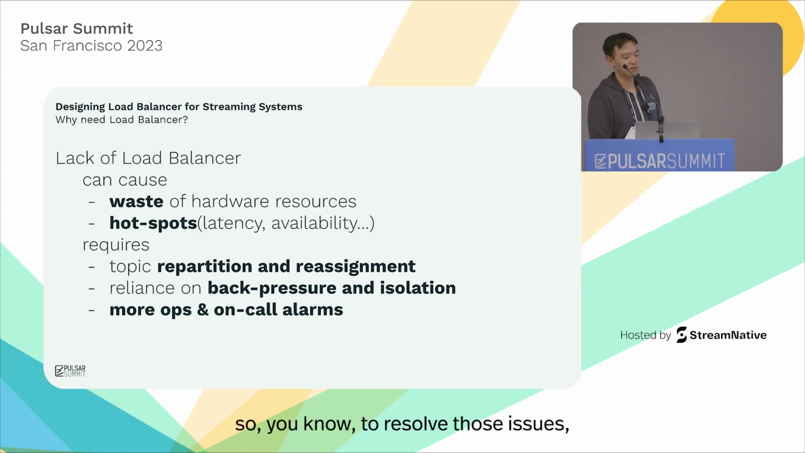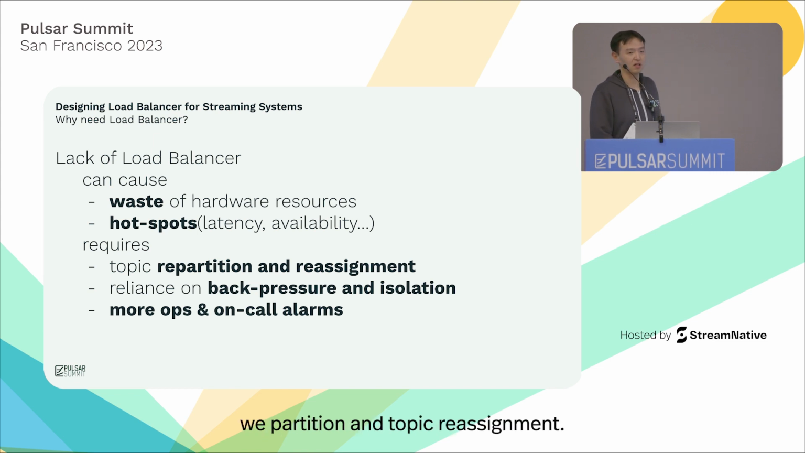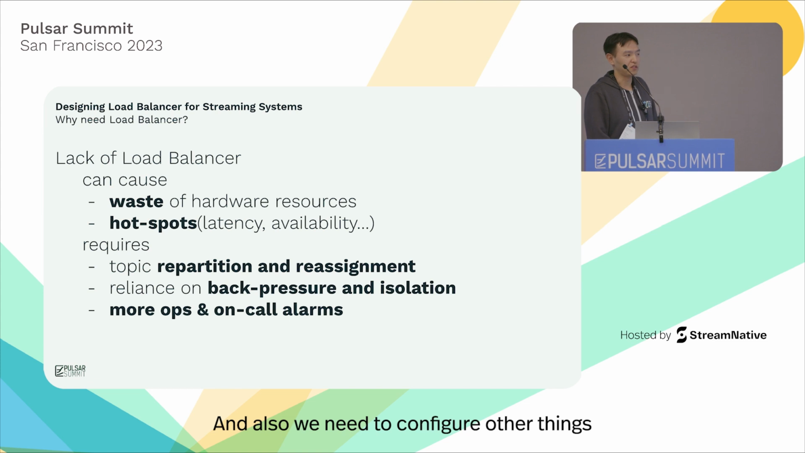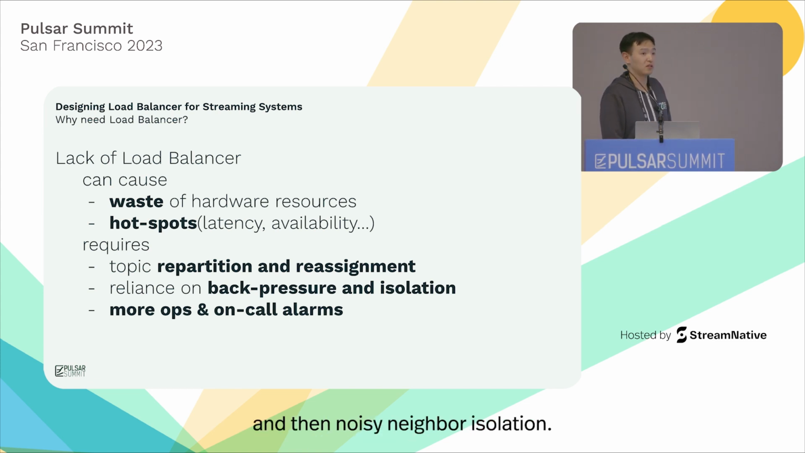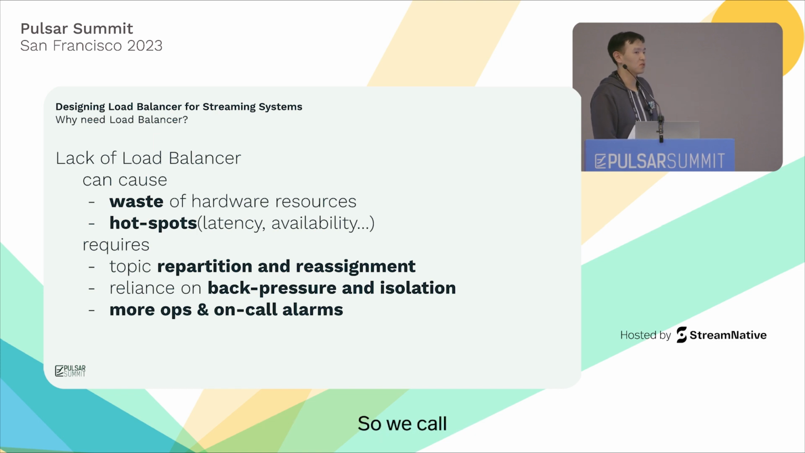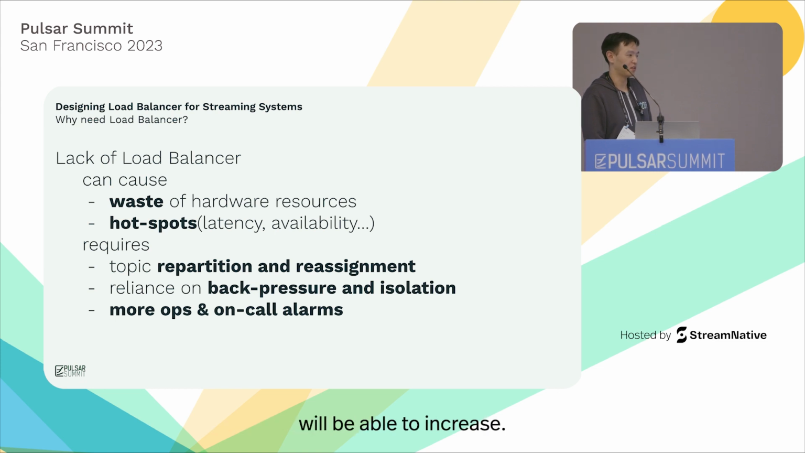To resolve those issues, we usually rely on more manual work, such as topic repartitioning and topic reassignment. We also need to configure other things like back pressure and noisy neighbor isolation. Basically, that means a lot of operations, and on-call pages will also increase.